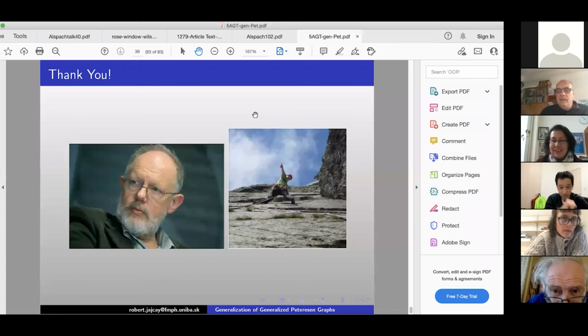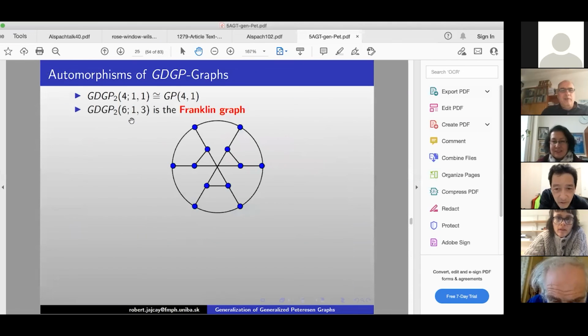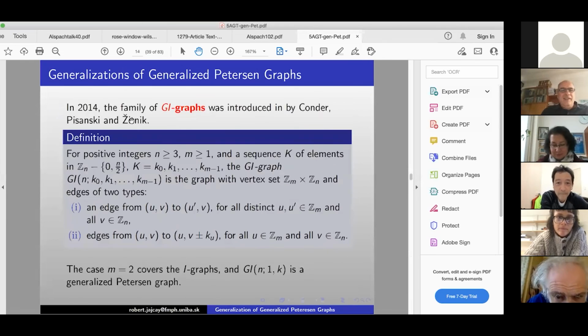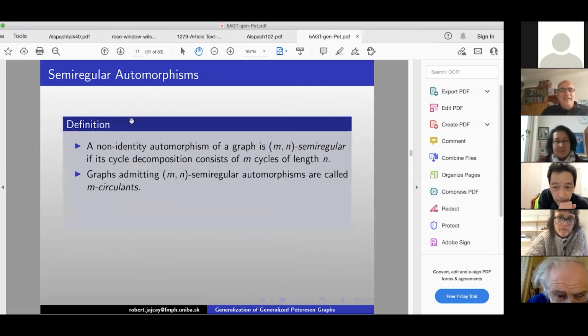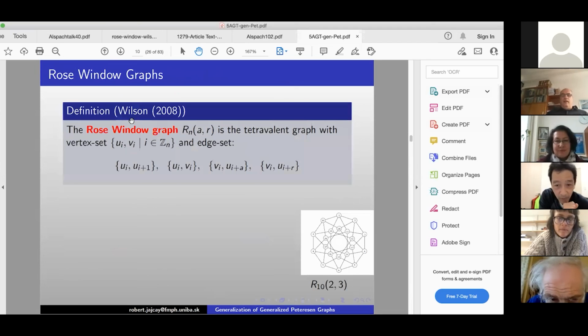It's a very early part of the talk, but I want to see the definition of a rose window graph once again. Okay, we can go there. Steve Wilson's definition. Okay, here. I thought there are edges connecting the V_i among themselves, so there should be an inner cycle.